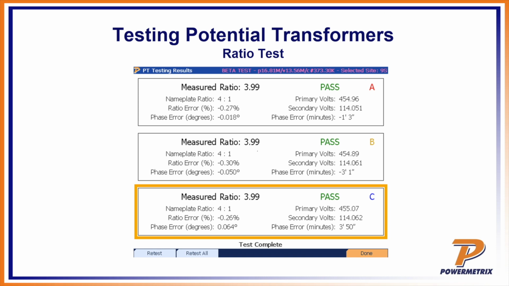So my nameplate ratio is a 4 to 1. On my primary volts, I'm measuring 454. On my secondary, I'm measuring 114. When I do the division, that comes out to 3.99, which is within my allowable limit for a 4 to 1 ratio. So in this case, all 3 PTs pass.